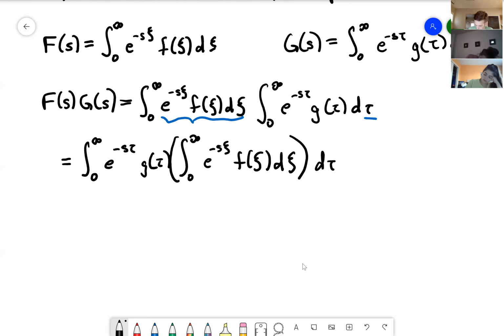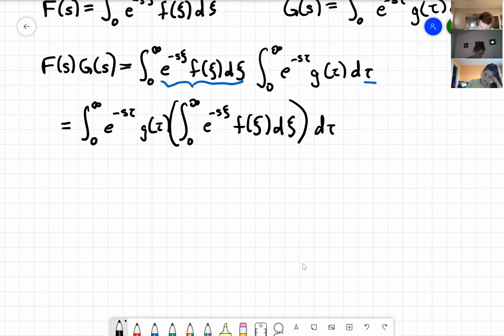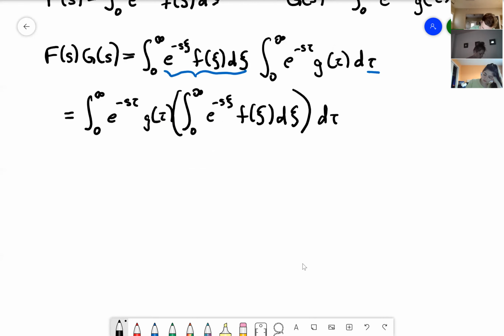It doesn't depend on tau at all. It's some unknown constant. We have to perform the integral, and it'll be in terms of s, but s with respect to tau. Okay. So let's move this e to the minus s tau into the inner integral, to get just g of tau on the outside.